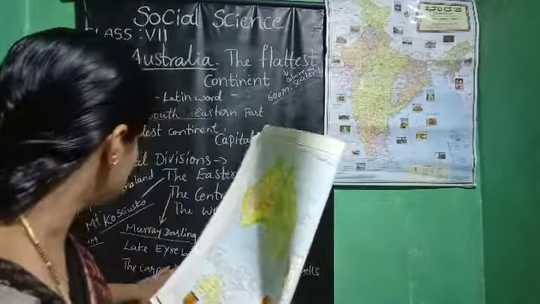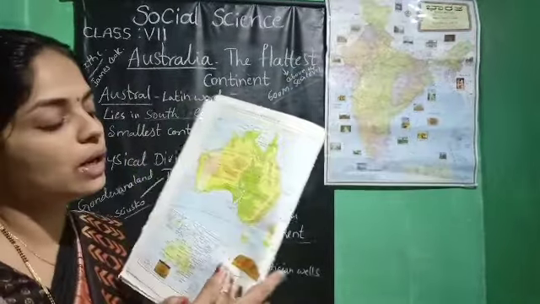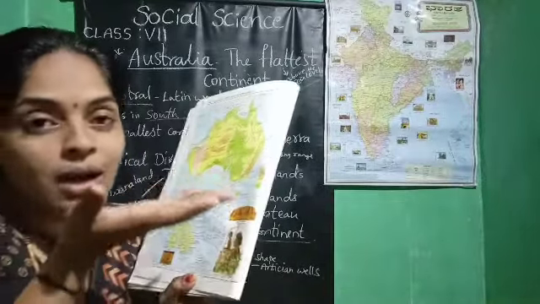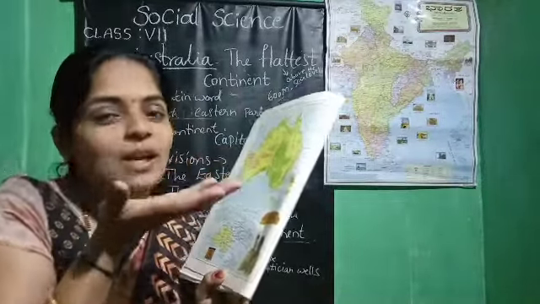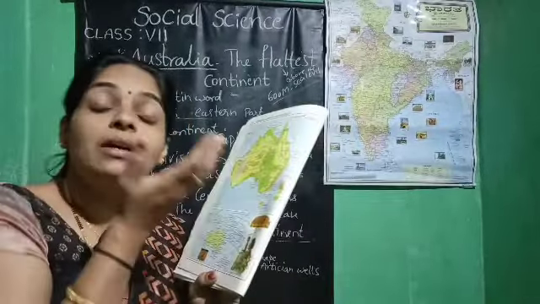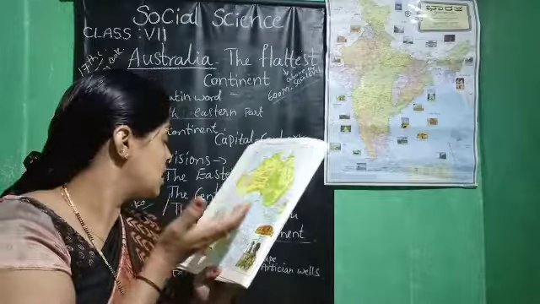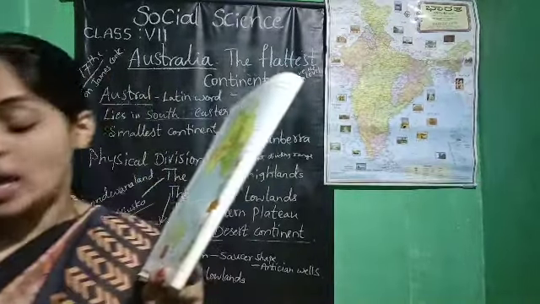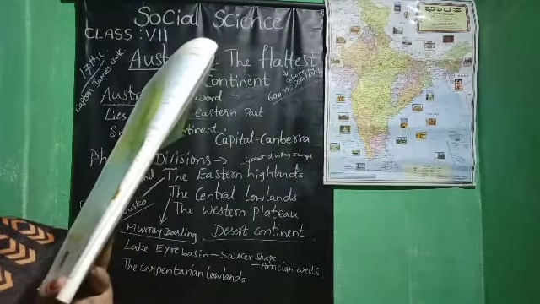And one more thing, children, the Eyre Basin looks like a saucer shape. Saucer shape, you know, when we drink tea, they give a saucer along with the cup. So like that saucer, it has that shape. Okay, and here in this saucer shape we can see the artesian wells. What is that? Artesian wells.